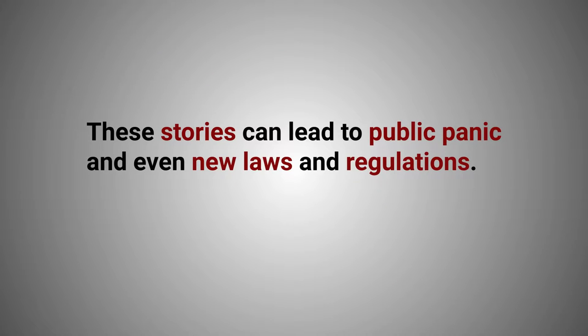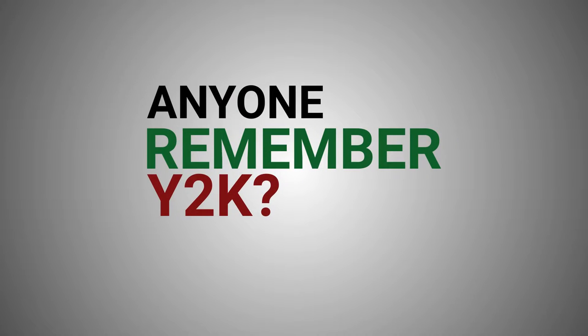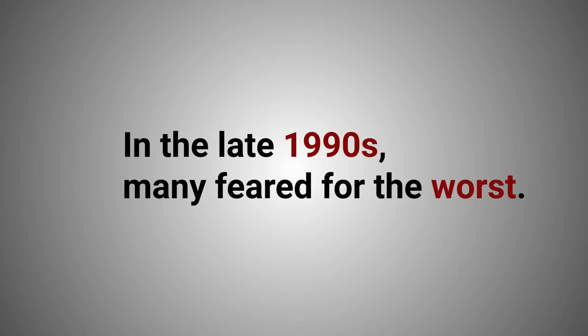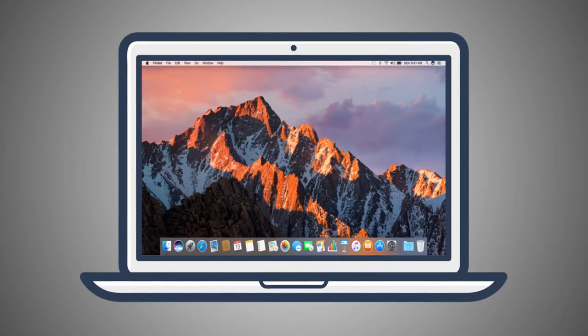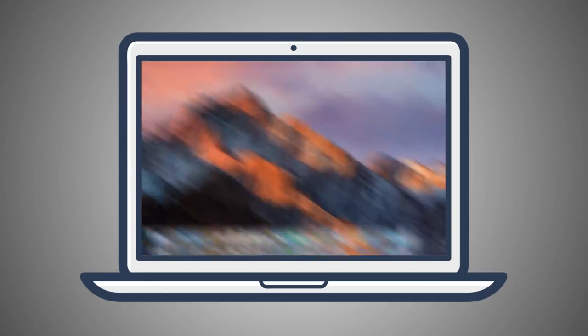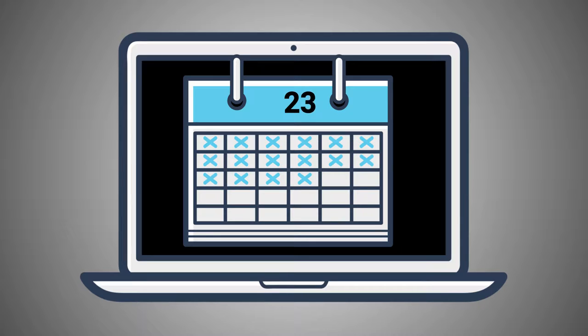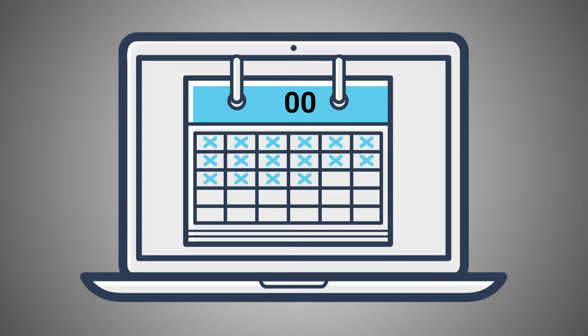These stories can lead to public panic and even new laws and regulations. Anyone remember Y2K? Seems like nothing now, but in the late 1990s, many feared for the worst. It all began when it was found that our very computers may contain a glitch that would bring about the end of the world. See, when computer programmers created software, they used a two-digit representation of the year instead of four. So the year would show 99 rather than 1999. But as the year changed from 1999 to 2000, the computer would turn to 00. It would then be unable to recognize whether the date was 1900 or 2000.